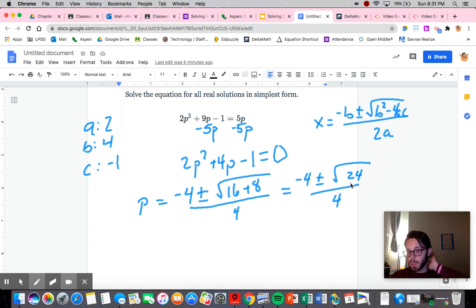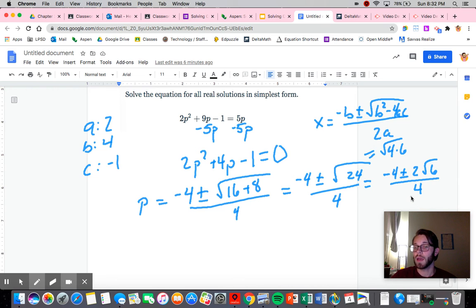Now, the square root of 24 can be simplified. If we look at it, 24 is the same thing as 4 times 6, and I know what the square root of 4 is, so I can easily do that. So negative 4 plus or minus 2 square roots of 6, all over 4.